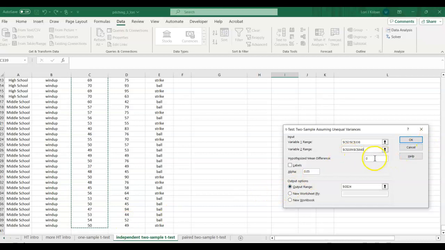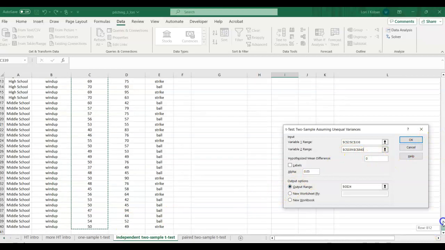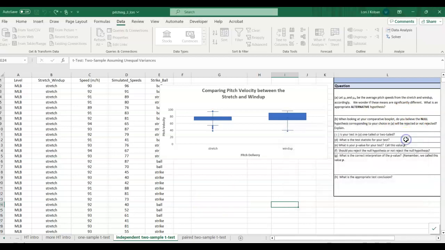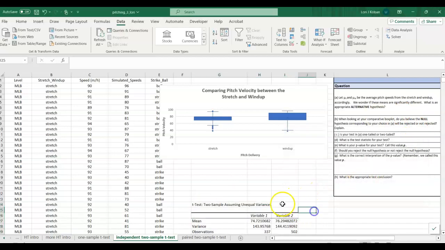Now, what is the hypothesized difference? We are asking if they are the same or not. So we're hypothesizing the difference is 0. Again, we do not have labels. Labels means we would include the header, like in the last one sample test. We're not going to here. Let's put the output right. That's a fine spot. And there we go.